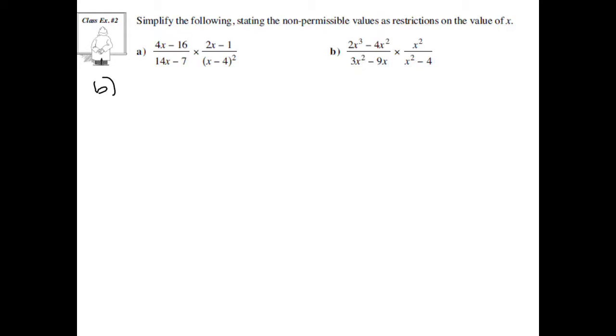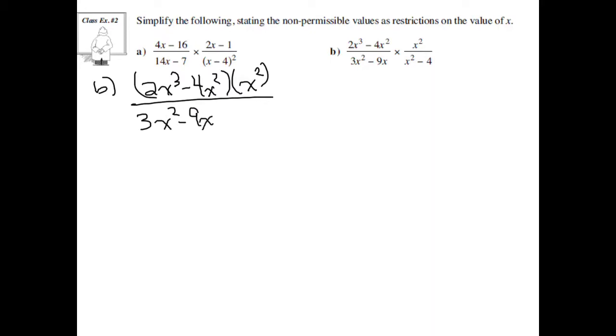So first thing, multiplying my numerators together, 2x cubed minus 4x squared times x squared, all over top, 3x squared minus 9x times x squared minus 4. Now I want to get my numerator and my denominator in their fully factored form.